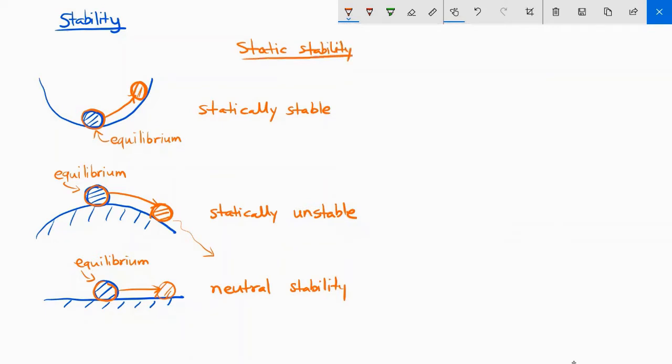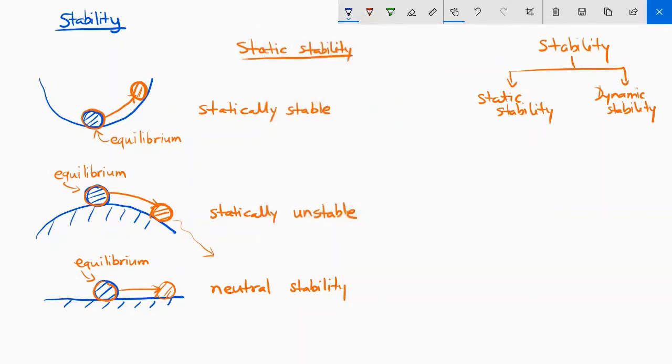So I'm saying static stability. I've added an adjective to the word stability. That is because there are two types of stability. Okay, we can categorize stability into two types. One is static stability. Another is dynamic stability. So what is the difference?